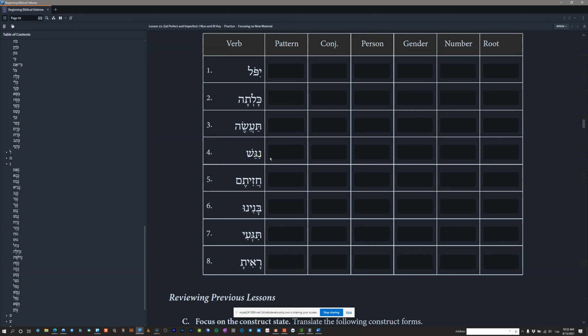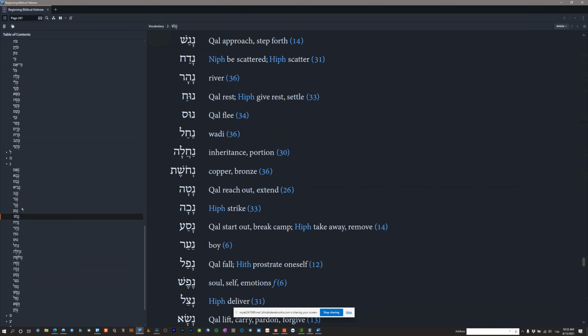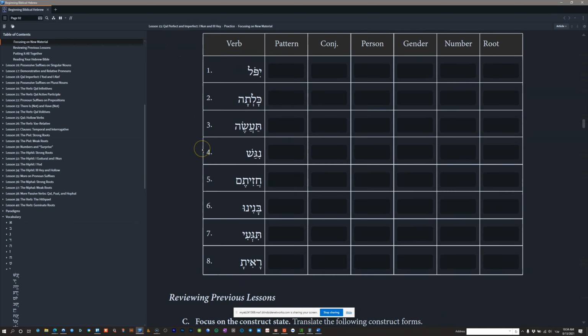All right, so let's dig into this one a little bit. And I apologize if I sound way too excited to be talking about Hebrew parsing, but this is a clever one, okay? So let's dig in here. If I were to go look up Nun Gimel Shin, I would find an entry here because Nagash is a Hebrew root. There you go. Nagash, to approach or to step forth. The problem is, in the Cal Perfect, it's supposed to have a Kametz Patak vowel pattern. And that's not the vowel pattern that we have here. So what in the world is going on?